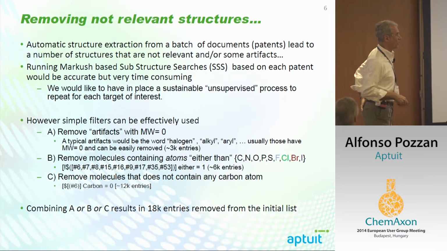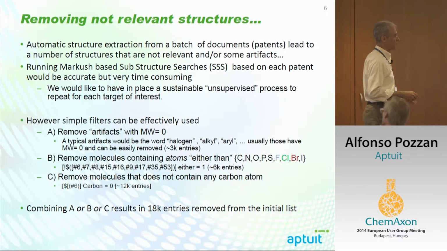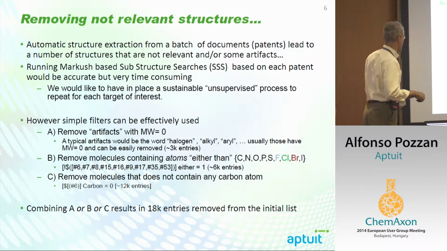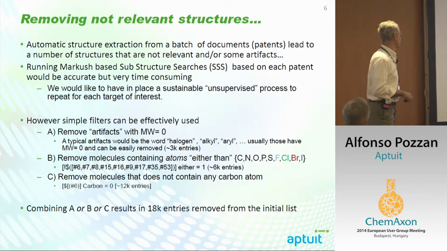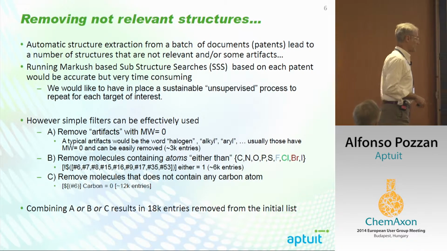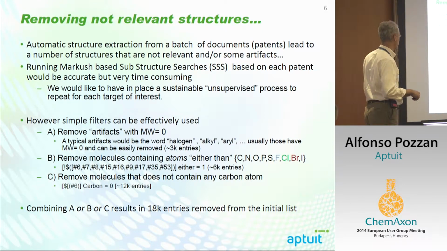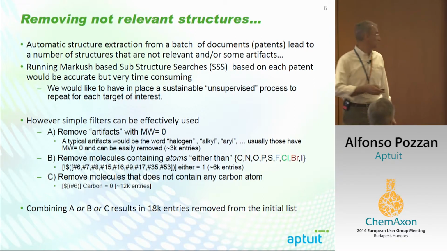If you remove all structures that contain atoms other than these, of course, you can customize by your own needs. You remove another 6K entries in our example. And if you also remove everything that does not contain carbon atoms, you remove quite a lot of structures. So if you do an AND of those filters, you remove about 18,000 structures from the initial 30,001.